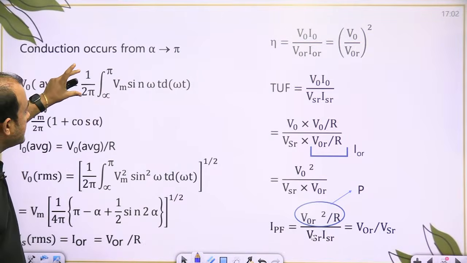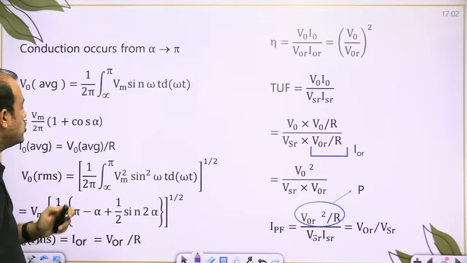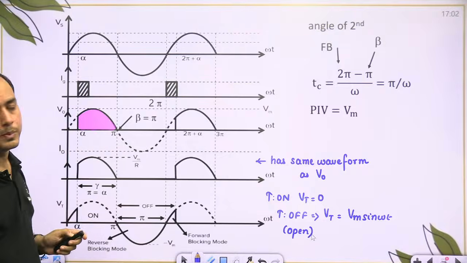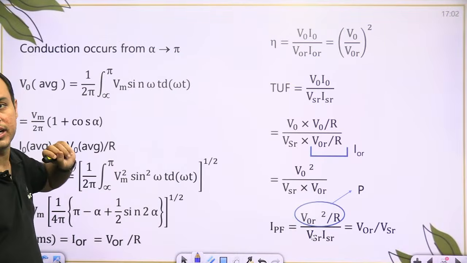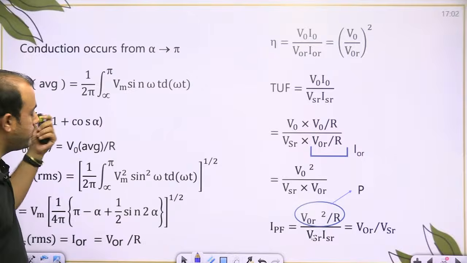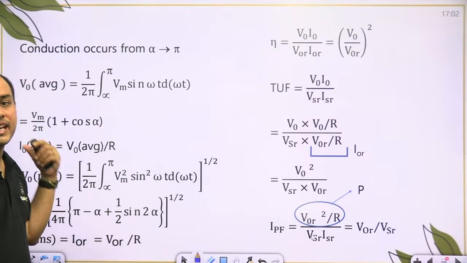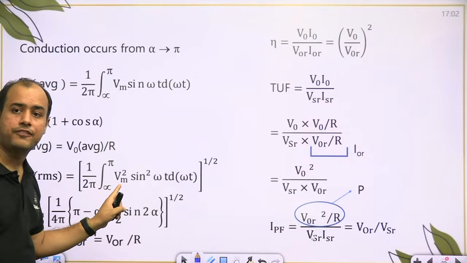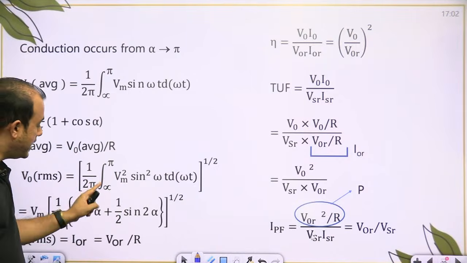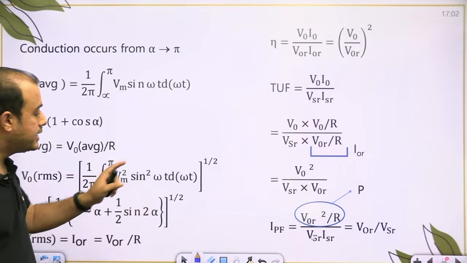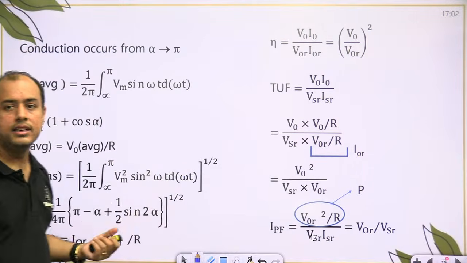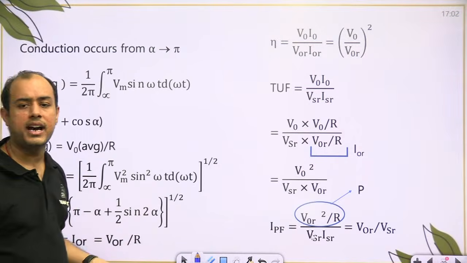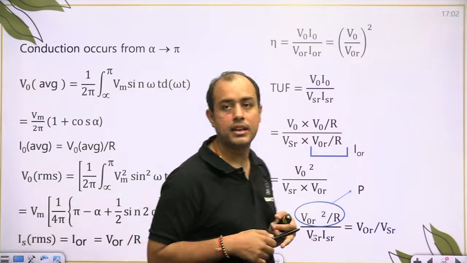Now, beta, conduction is happening from alpha to pi. So, while taking the average, 1 upon 2 pi, 2 pi is the total cycle, integration from alpha to pi. So, this is the average, and I average will be V average by R. For RMS, take the square of the function inside the integration, integrate from alpha to pi, take the square root outside. So this is my RMS, and I RMS is V RMS by R. There is no inductor, no problem.